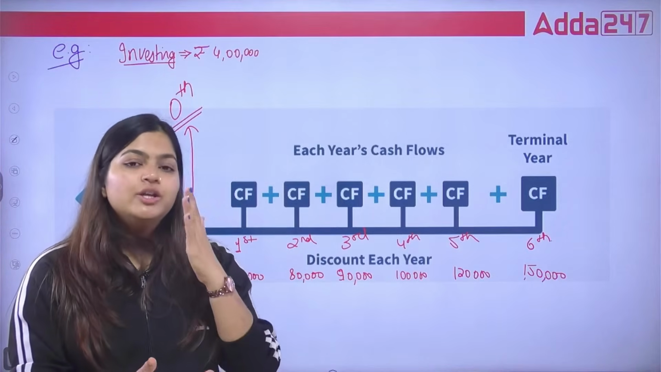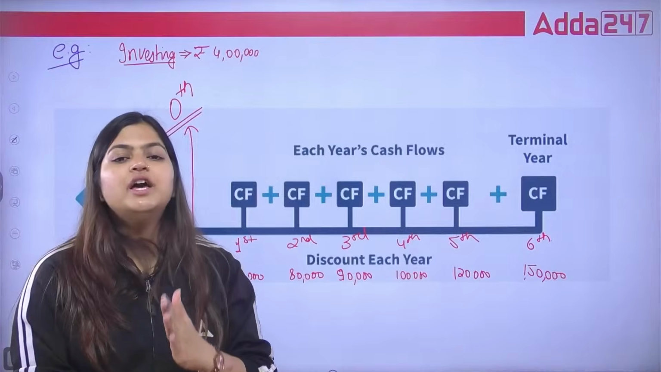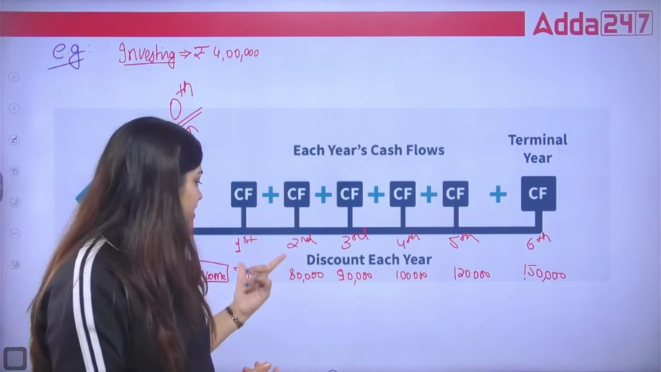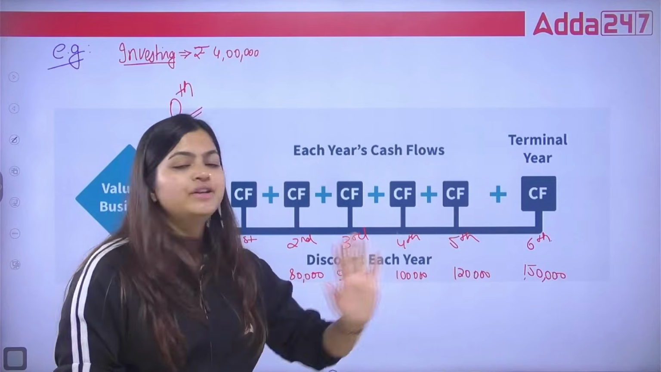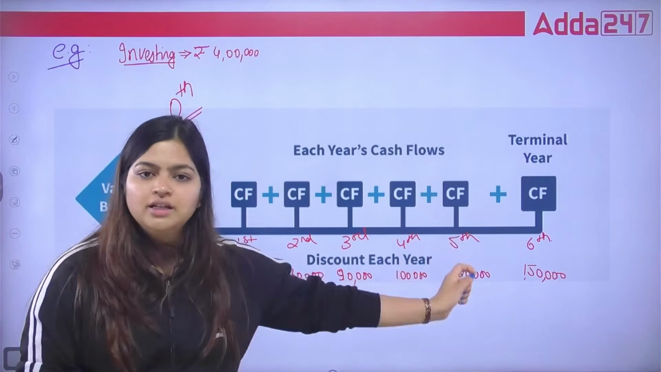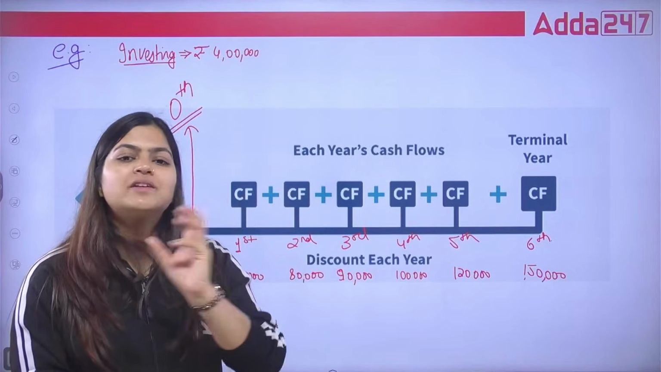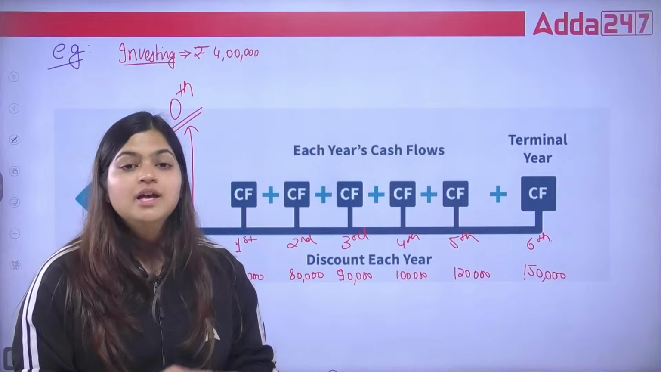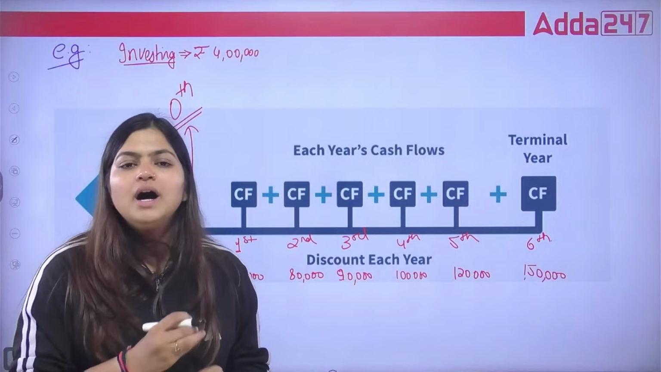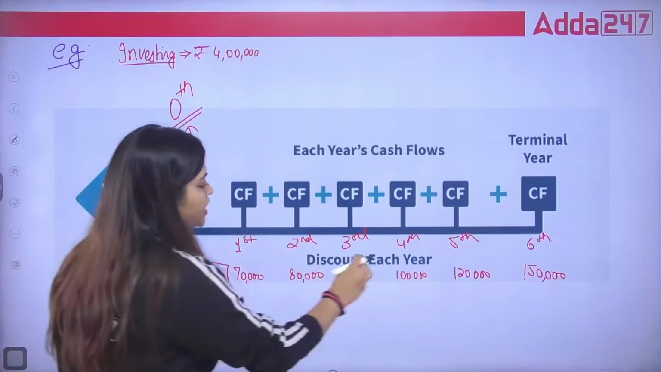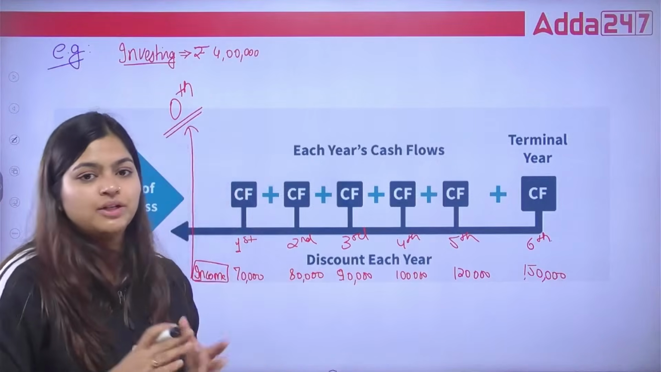Based on this, discounting, inflation, we are going to adjust our future incomes. Here you can say 70, 80, 90, 1 lakh, 120, 150. All these incomes are future incomes, and these are not adjusted based on inflation. So first, what I need to do, I need to adjust all these future incomes based on inflation.